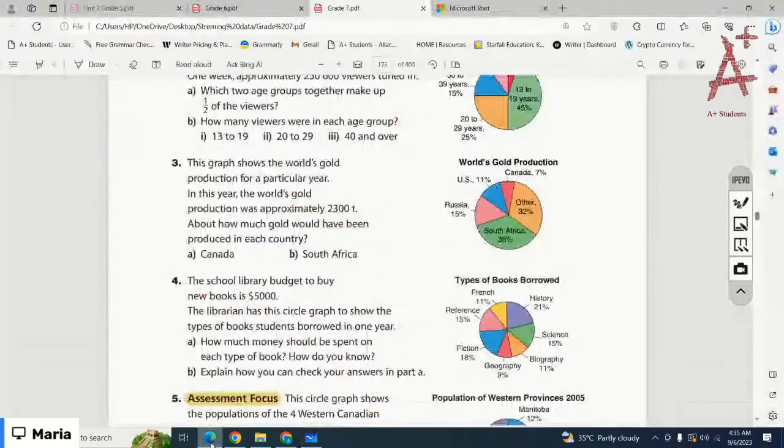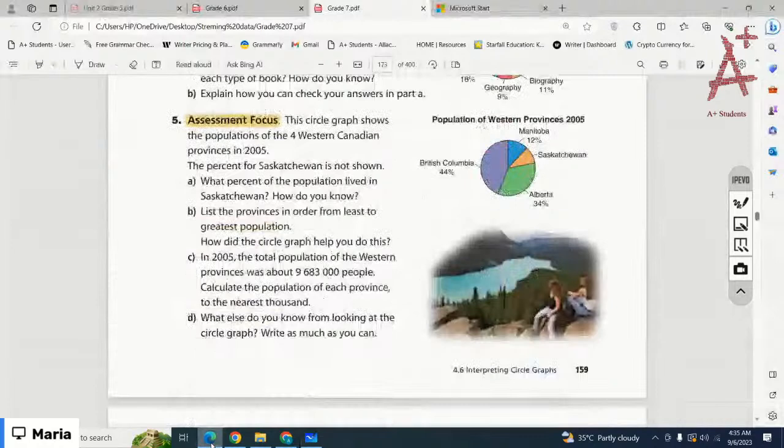Okay, let's just start with question number 5. This circle graph shows the population of the 4 Western Canadian provinces in 2005. The percent of Saskatchewan is not shown. What percent of the population lived in Saskatchewan? How do you know? Okay, just add the given values 12%, 44%, and 32%.